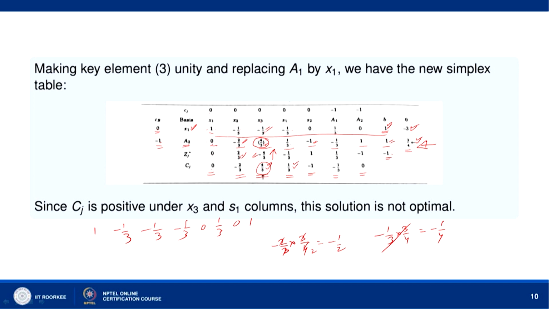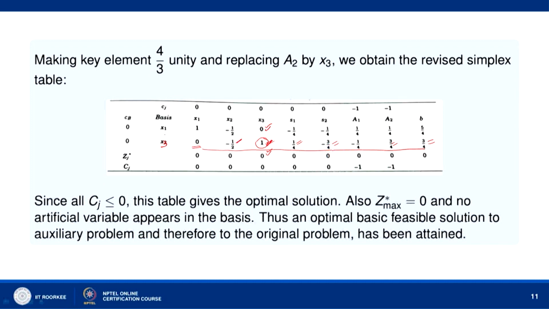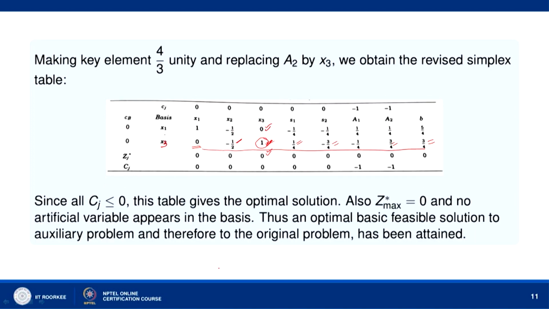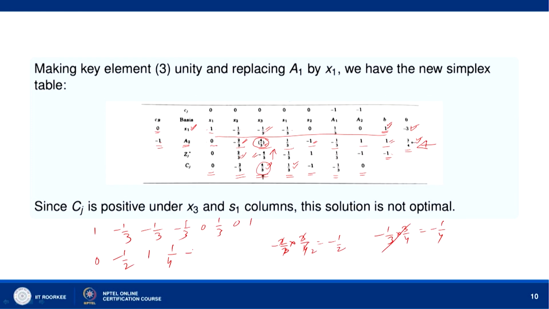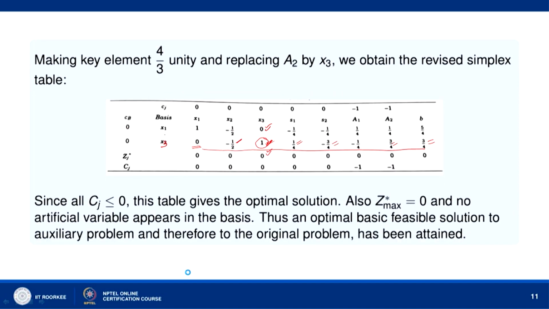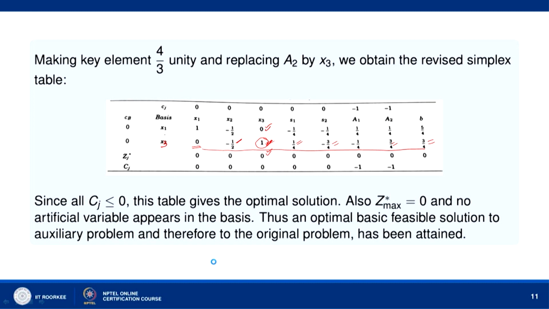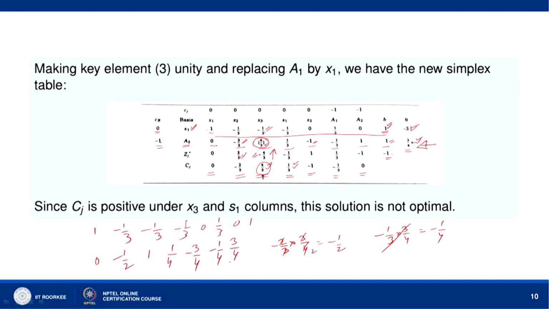Now, this row is what? 0, and what we have? A minus half, 1, 1 by 4, minus 3 by 4, 1 by 4, minus 3 by 4, minus 1 by 4, and then 3 by 4, 3 by 4.